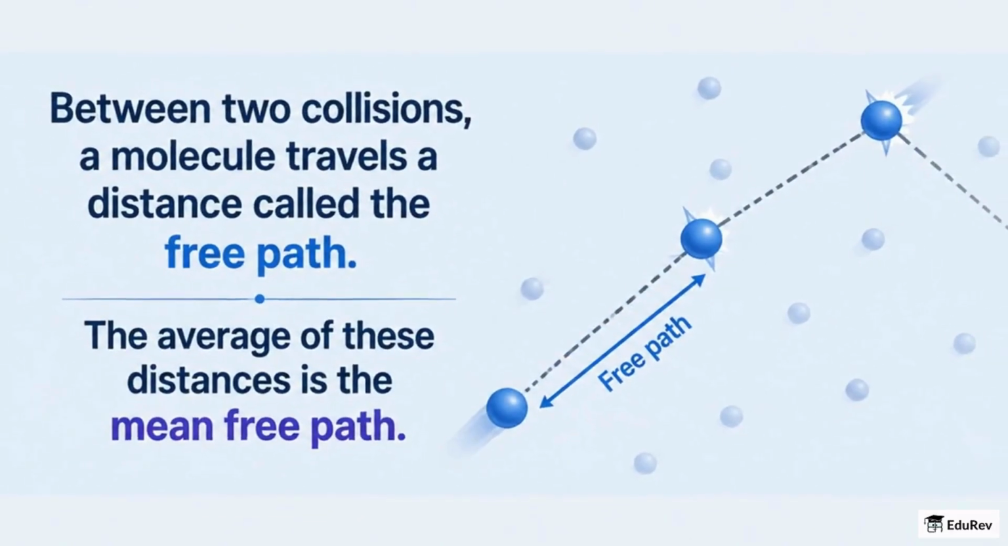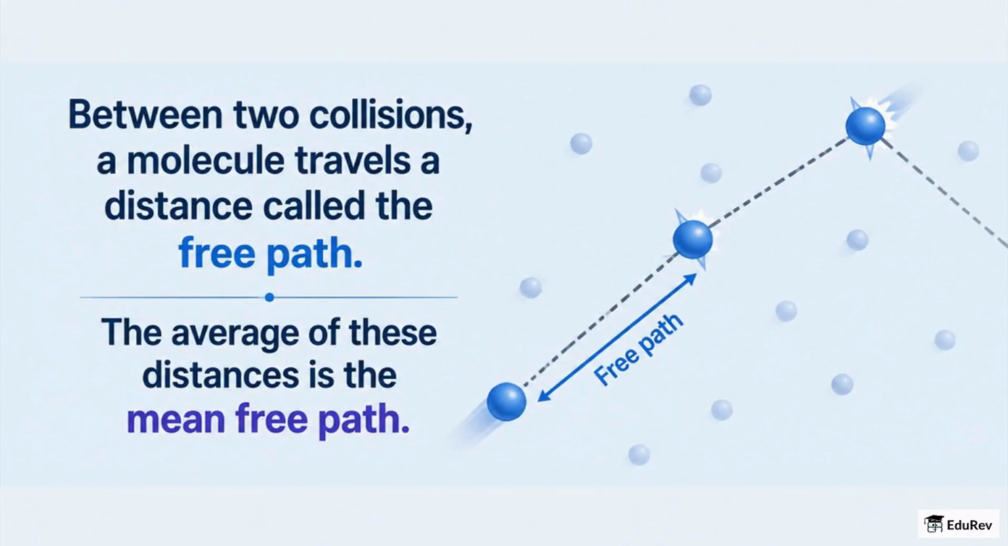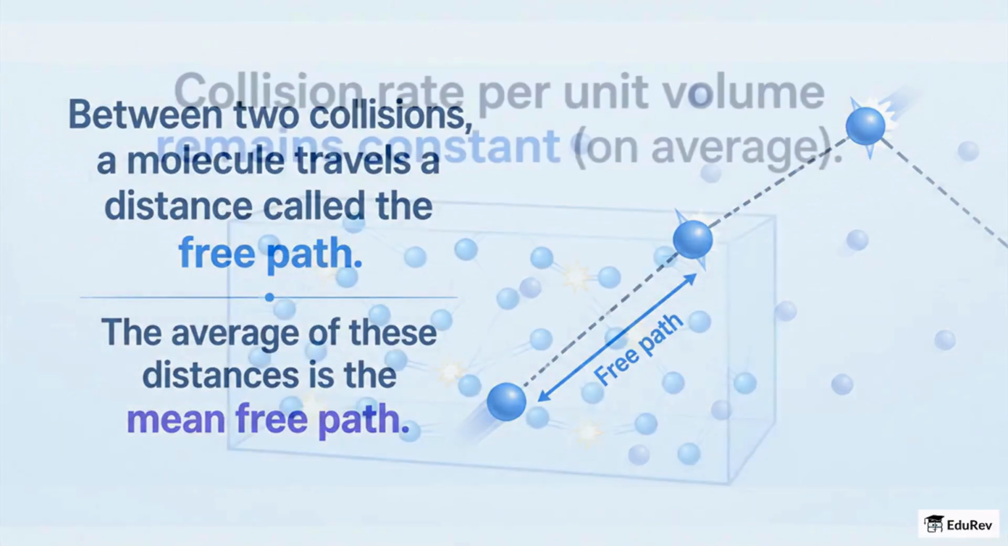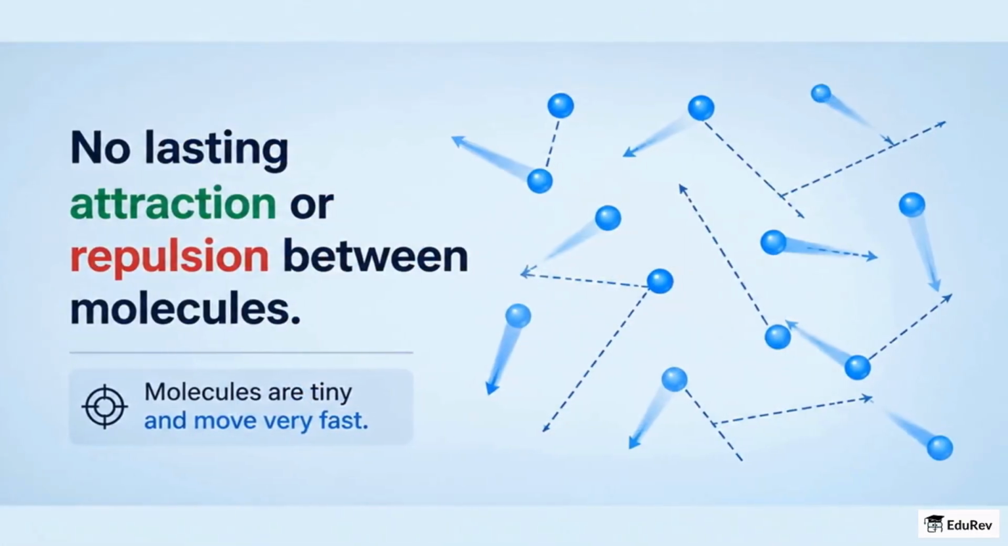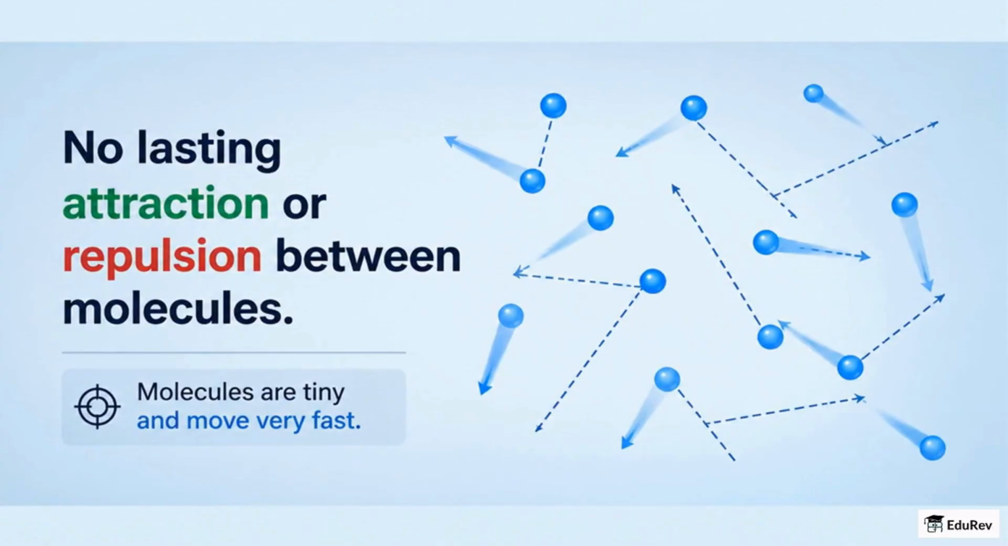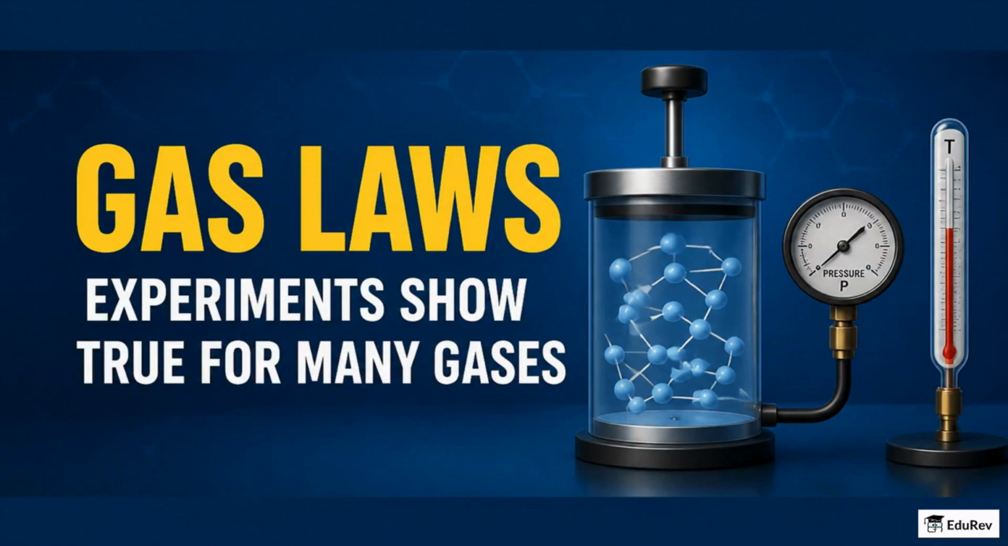Between two collisions, a molecule travels a distance called the free path, and the average of these distances is the mean free path. The number of collisions in each unit of volume stays constant on average. We assume there are no lasting forces of attraction or repulsion between molecules because their masses are tiny and speeds are high. Now the gas laws, which experiments showed, are true for many gases.